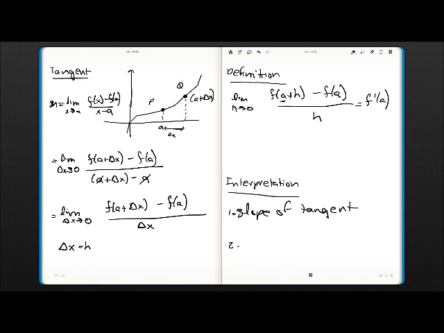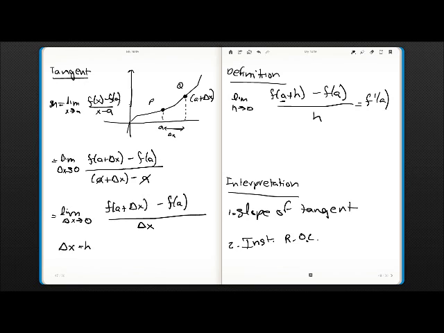We can also interpret that this is the instantaneous rate of change. If you think about it, we are finding the instantaneous velocity. If you have an example of distance and time, and we take the derivative, we are finding the instantaneous velocity at that time. So it is the instantaneous rate of change with respect to x equals a.